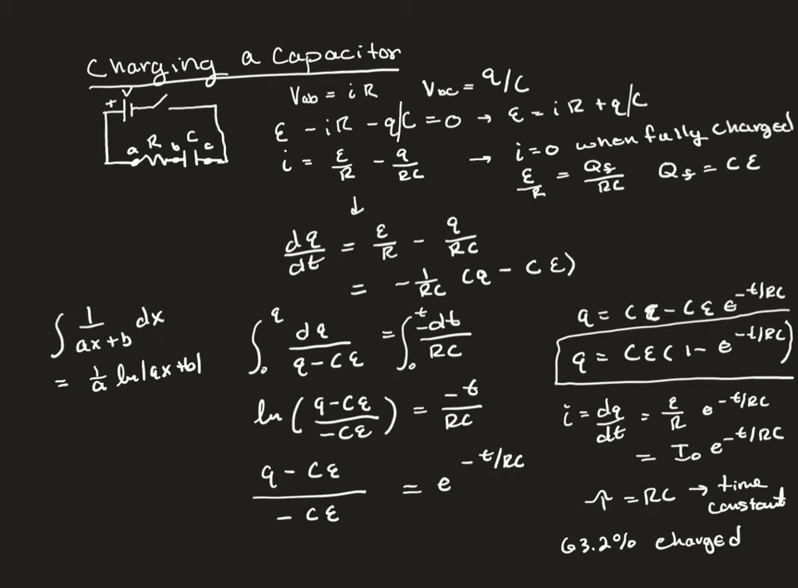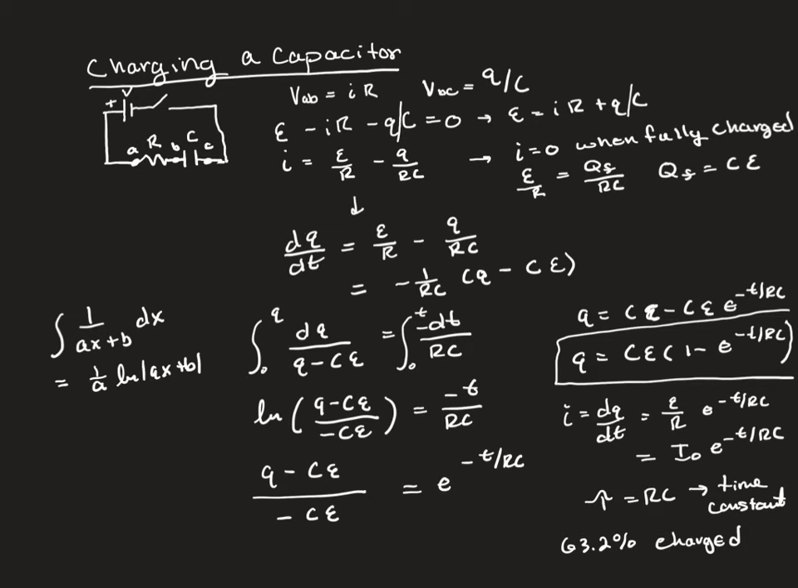Now, rearranging this Kirchhoff's loop rule equation, I can solve for the current, and the current is going to equal the EMF over the resistance minus the charge over the resistance times the capacitance. So when the current is zero, we're going to find that the equation can be arranged so that the EMF over the resistance equals the full charge over RC.